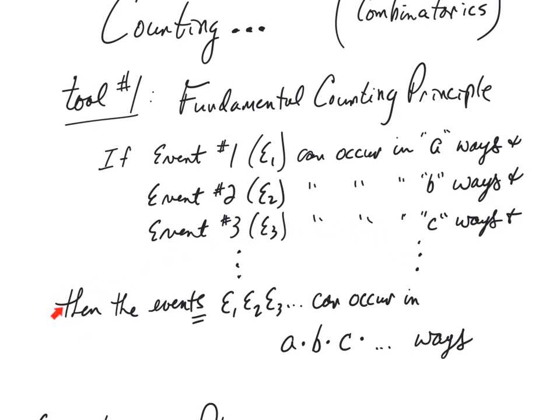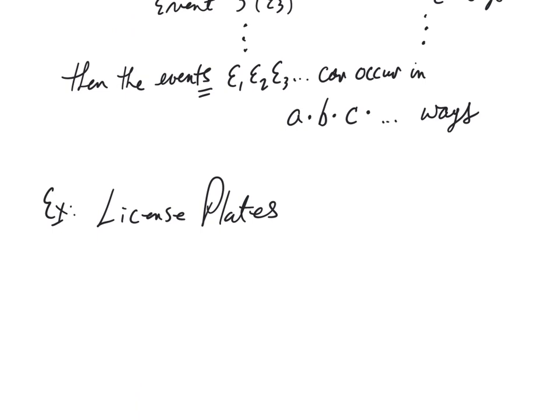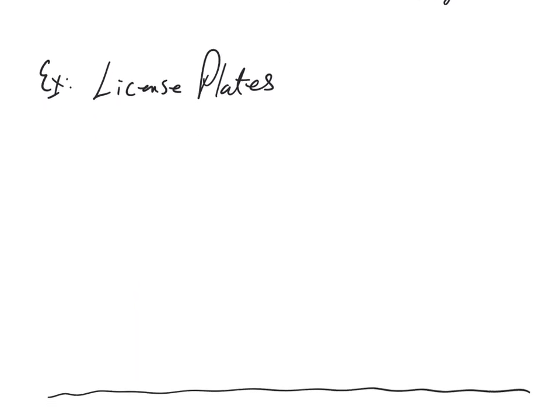But then the conclusion: when you put all of the events together, they can occur in A times B times C times, and again the pattern would continue indefinitely. What we do then is multiply the number of ways in which these events can occur to get the total number of ways that all of the events can occur all together. Let's look at some examples of how this fundamental counting principle works.